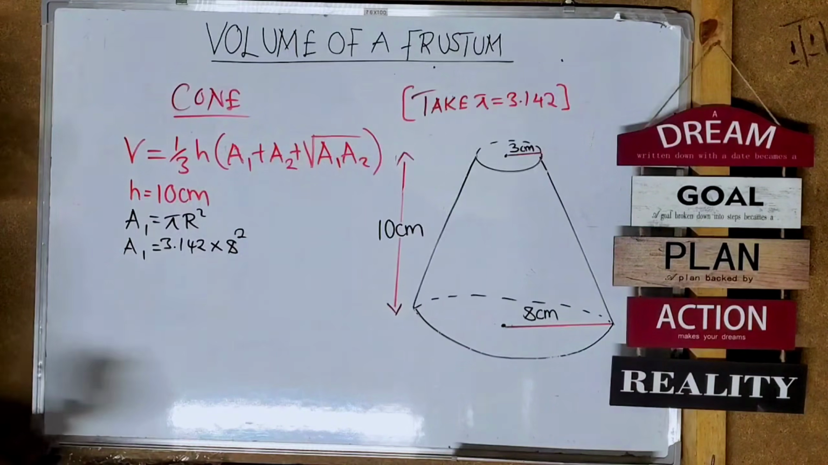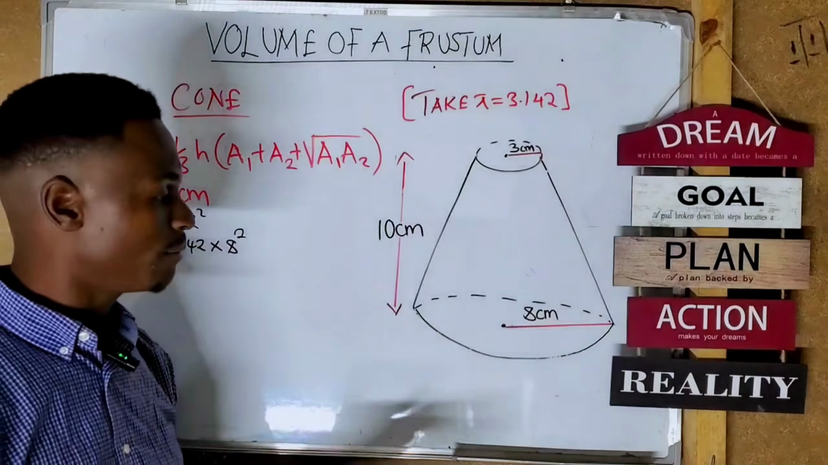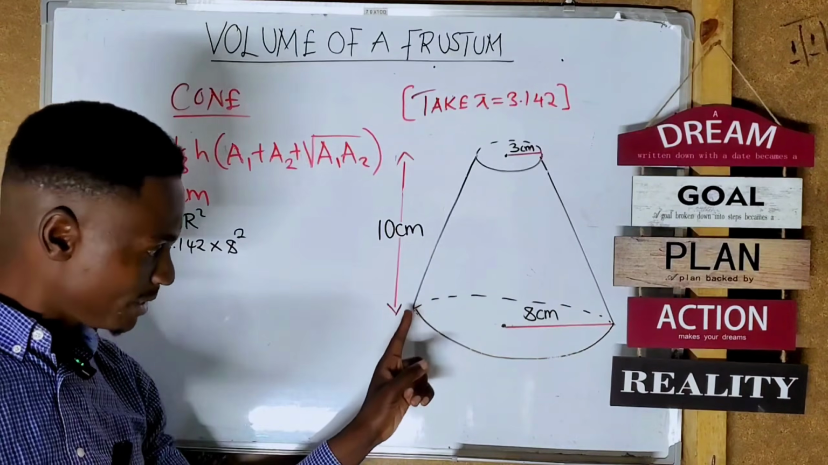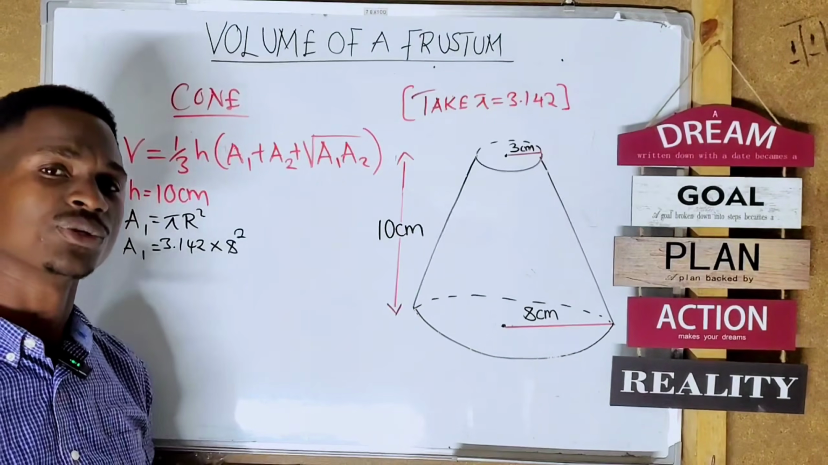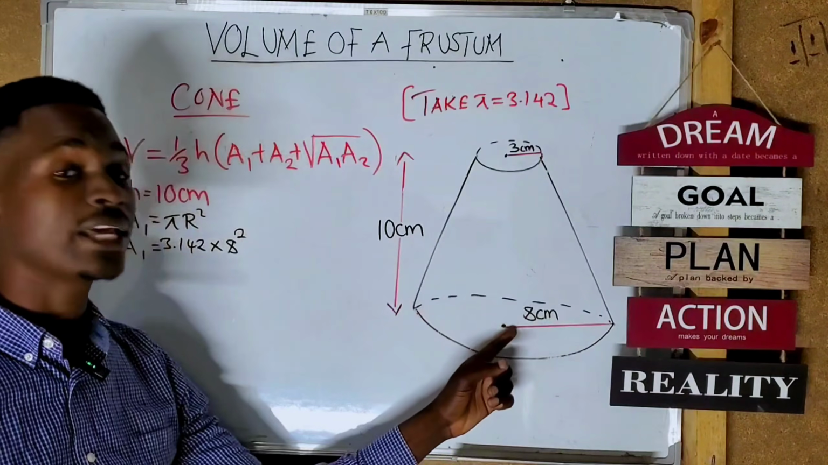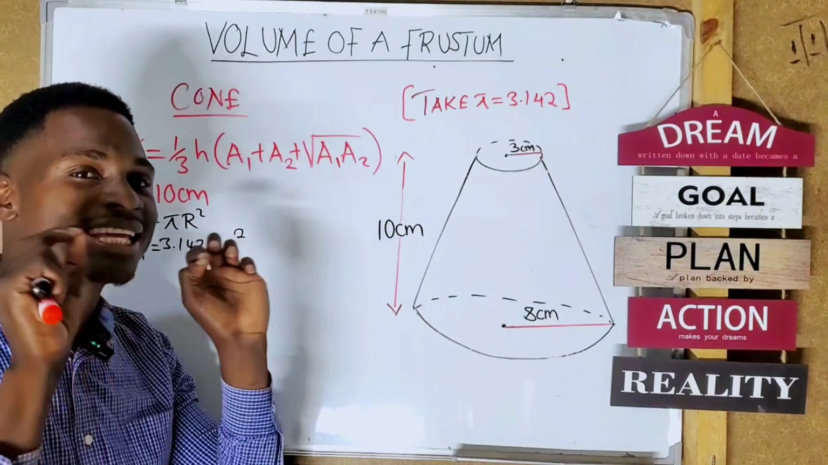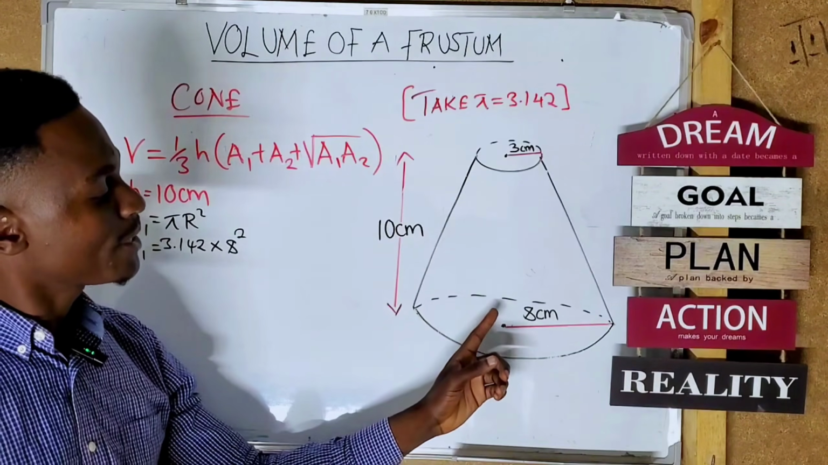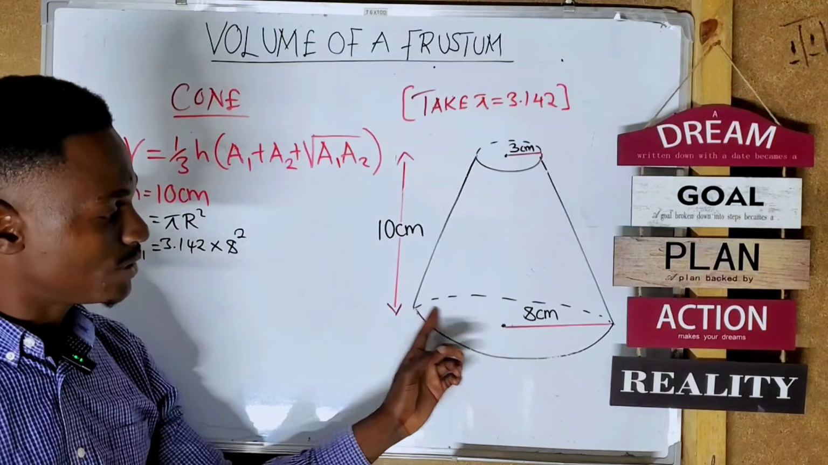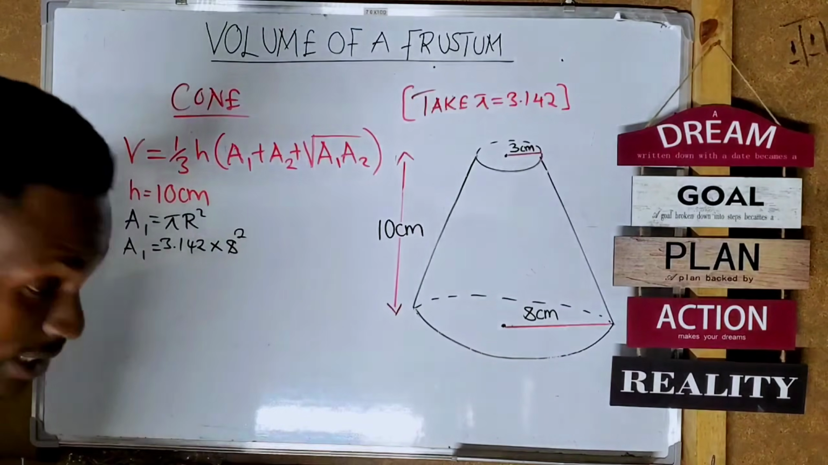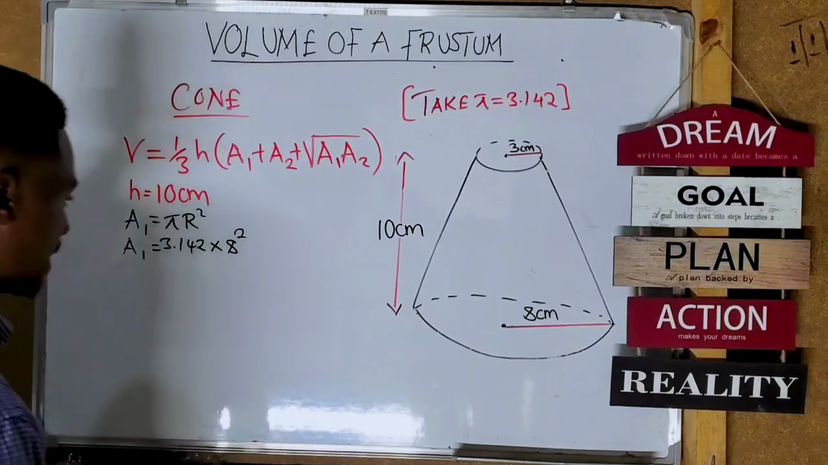Now, let me make mention here. Sometimes in the exam, you may not be given the radius. You may be given the diameter. What are you supposed to do? If you are given 16 here instead of 8, just know that you need the radius and not the diameter. So you divide by 2 to find half of the diameter and you use it as the radius. As simple as that.